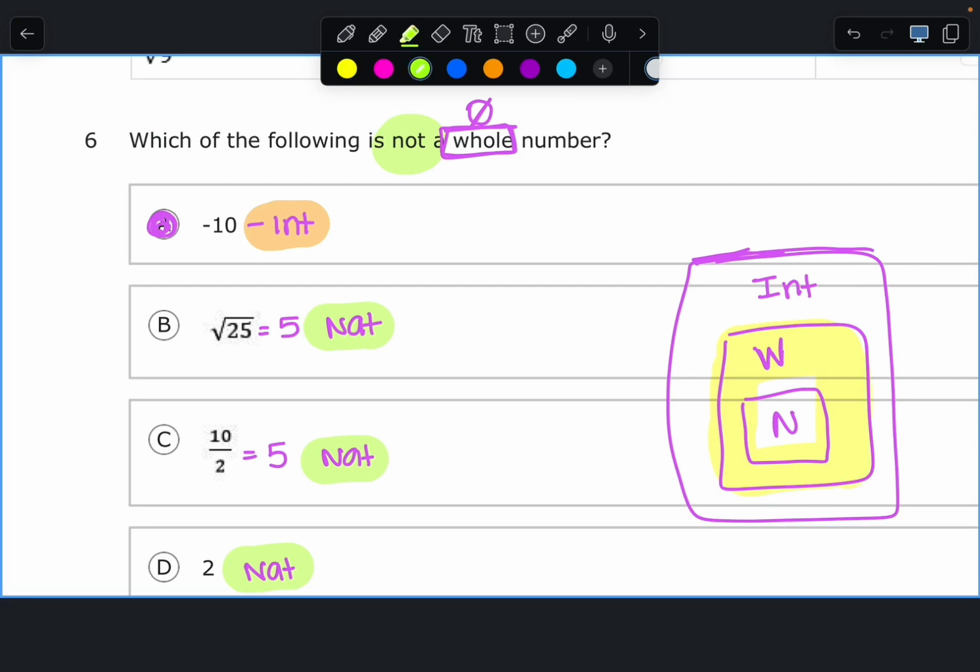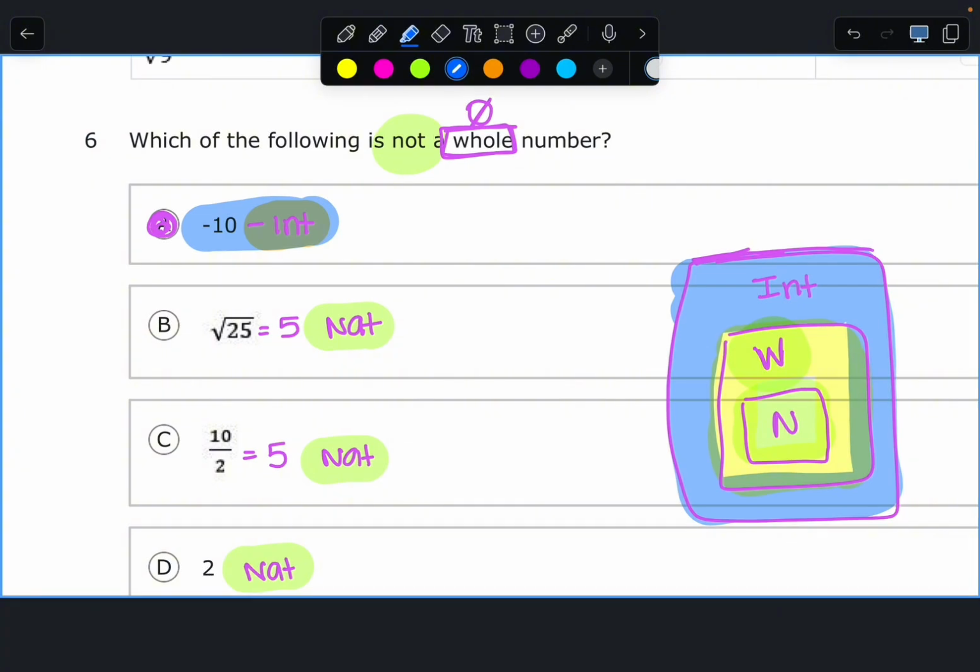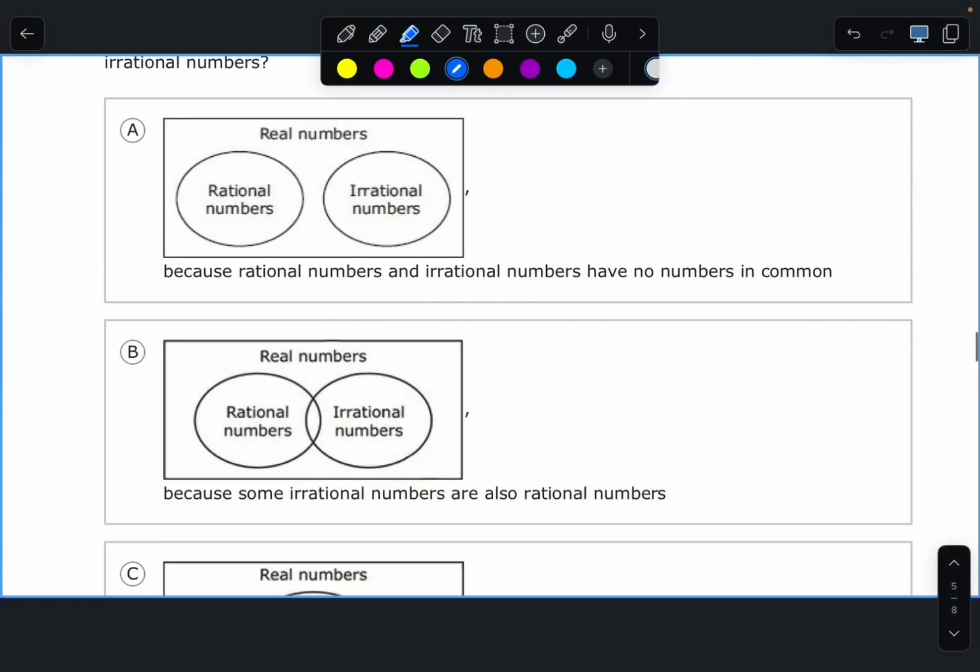Notice, all of my natural numbers fit inside of the whole numbers. You see that? The only one that doesn't fit inside is what? Your integers. So negative 10 does not fit inside that category. Got it? All right. You guys are going to do 7 on your own. Let's move to number 8.